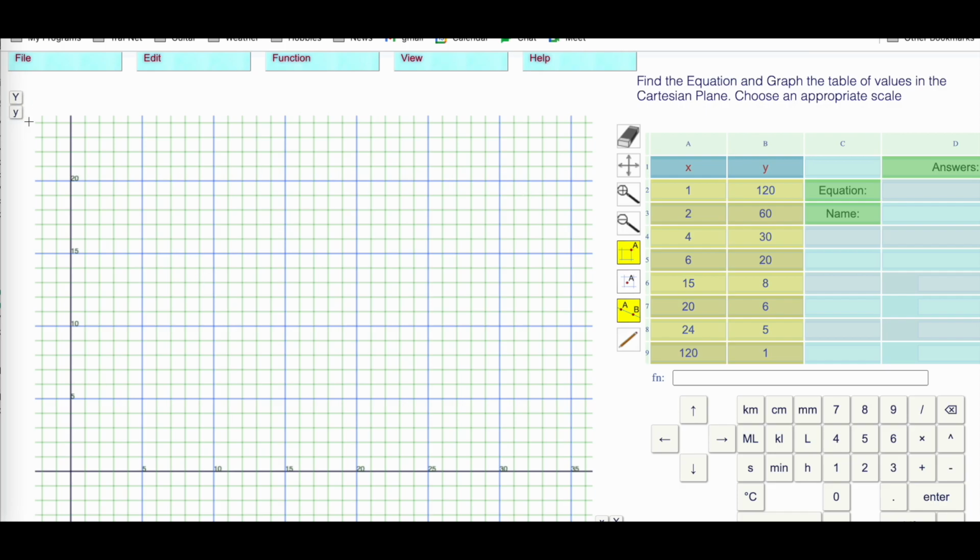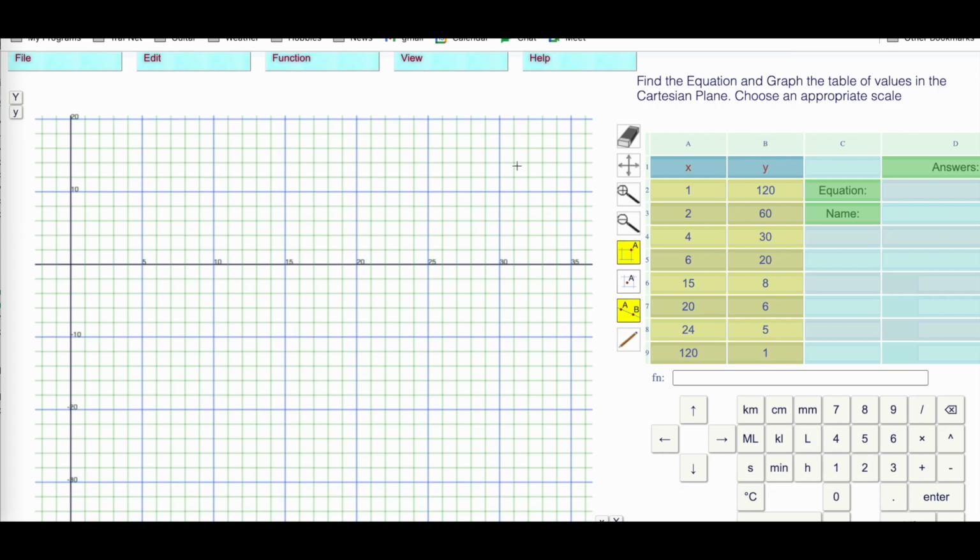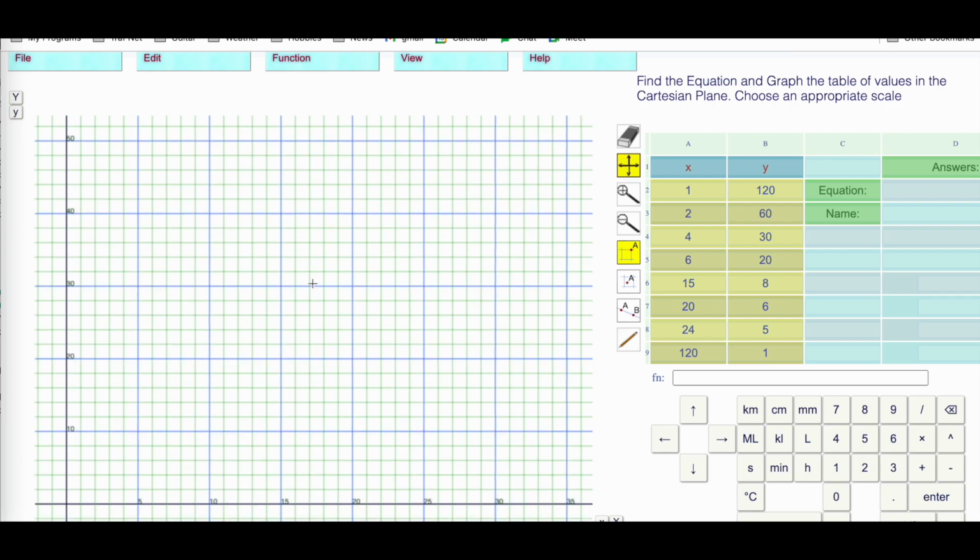To get to 120, if I went up by something a little larger, say I go up by 10s, that might be a little bit easier. Hold down the shift, press the down arrow, and I'm trying to get up to 120. There it is, 120. 120 is right here, and then it's 60. Bring that up till we see the 60.